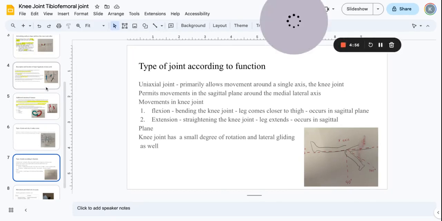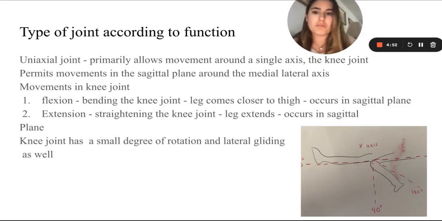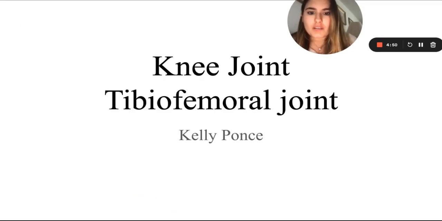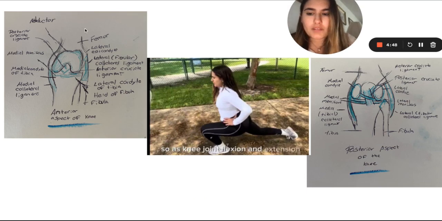Hi, my name is Kelly Ponce, and today I will be talking about the knee joint, or the tibial femoral joint. In this first picture, you can see the anterior aspect of the knee, which is the front of the knee. In this last picture, you can see the posterior aspect of the knee, which is the back of the knee. And you can see the ligaments and different parts of the knee labeled.